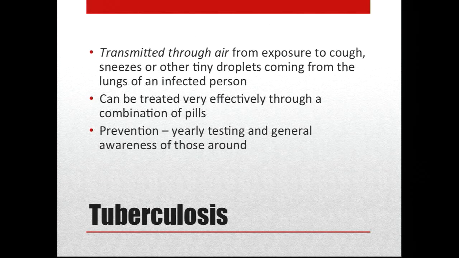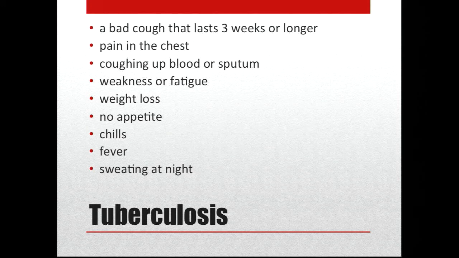The next one we're going to cover is tuberculosis. It is transmitted through the air from exposure to coughs, sneezes, or other tiny droplets coming from the lungs of an infected person. It can be treated very effectively. Prevention includes yearly testing. You ever got those little bubble tests in your skin? And general awareness of those around you. Symptoms can include a bad cough that lasts 3 weeks or longer, pain in the chest, coughing up blood or sputum, weakness or fatigue, weight loss, no appetite, chills, fever, sweating at night.